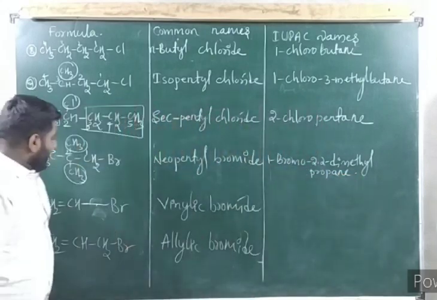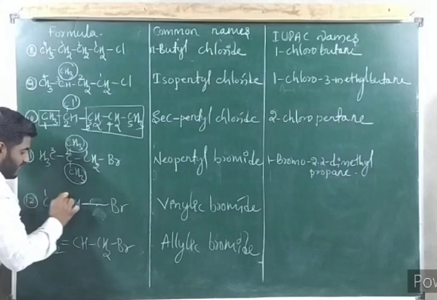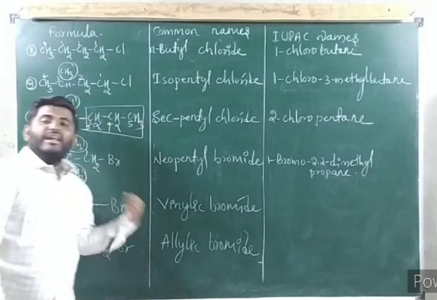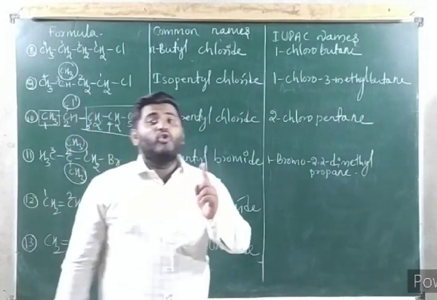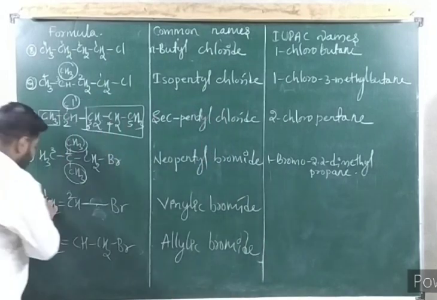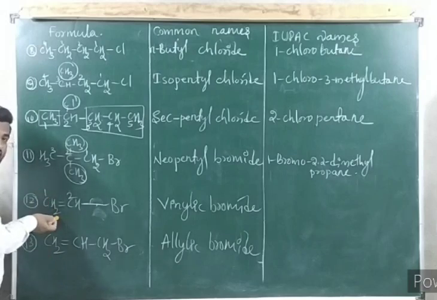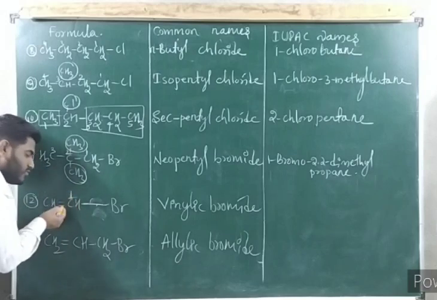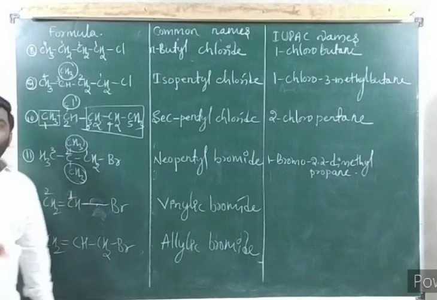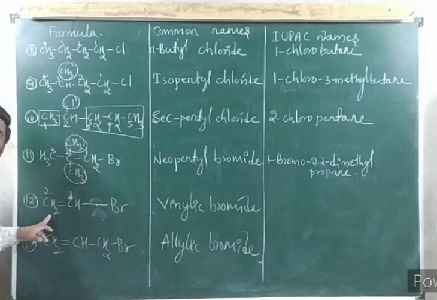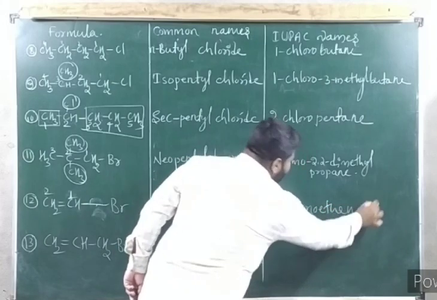Next one. 1, 2. Correct or not? 100% wrong. You have to write 1 here and 2 here. If only 2 carbons are there, you can write anywhere. But if more than 2 carbons are there, always give more priority to the double bond. Here, if you write 1 here, 2 here, halogen gets the second position. And if you write 1 here, alkene will get 1 only. So better to write here so that both halogen and alkene get the lowest number. So 1-bromo-ethene. What is the name? 1-bromo-ethene. Or bromo-ethene also you can call it because the double bond is there.